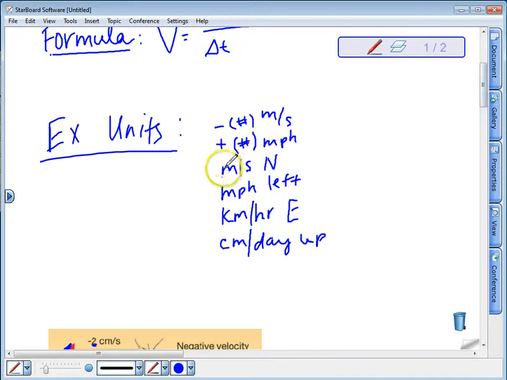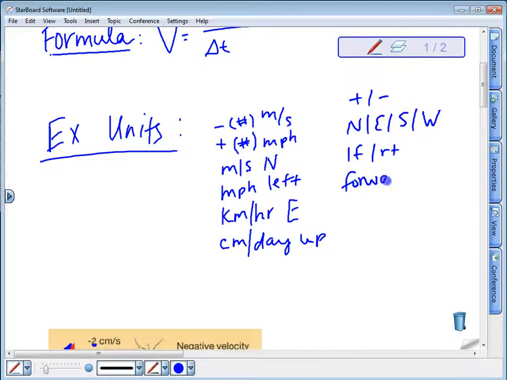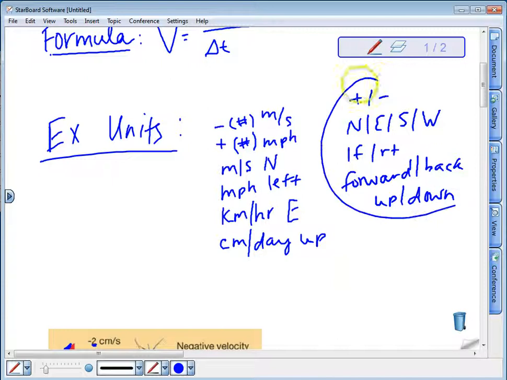Okay, we need a unit that tells us distance over time, what distance and time units we are using, and then we need some sort of direction. It can be a positive or negative direction, or a north, east, south, west direction, a left, right direction, a forward, backwards direction, or an up, down direction. All of these are acceptable directions.